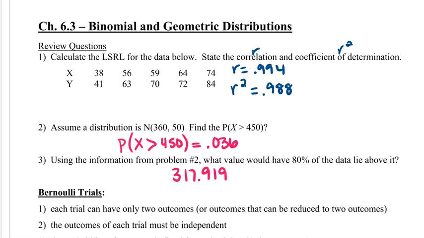So, first one. Number one, I want you to calculate the least squared regression line. Oops, I didn't have the answer to that up there. My bad. That's okay. But anyways, calculate the least squared regression line for the data below. We want to state the correlation and coefficient of determination. So we have some kind of XY value thing going on. We don't really know what this data is, but the easiest way to get our least squared regression line, our correlation, and our R squared all in one go is to put these in two lists and calculate our least squared regression line in our calculator. So that's what we're going to do.